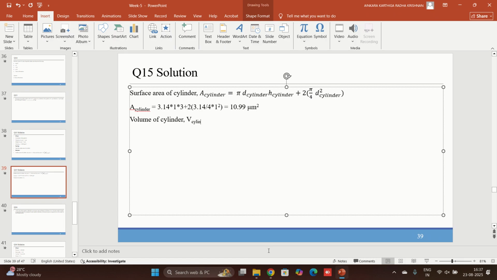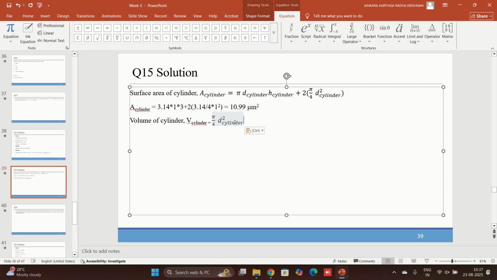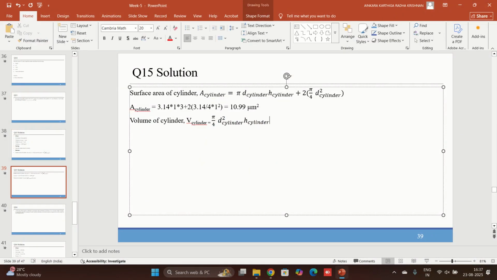What is the volume of a cylinder? It is pi r square h, or pi by 4 d square h. Here, into h of the cylinder. Basically it is 3.14 divided by 4, or we can say 3.14 into 1 square into 3 by 4.